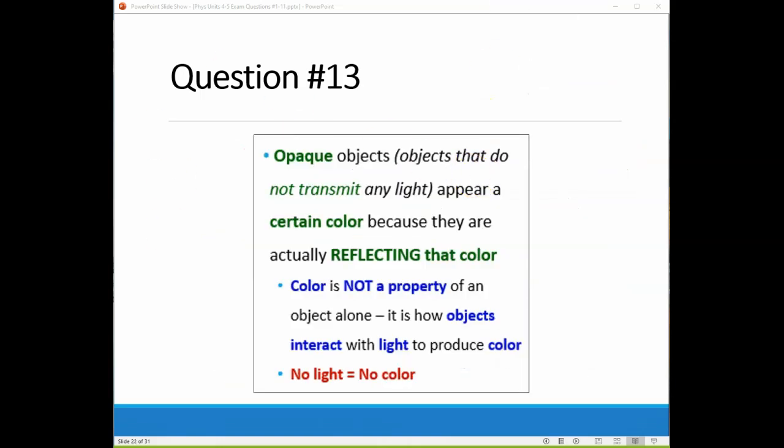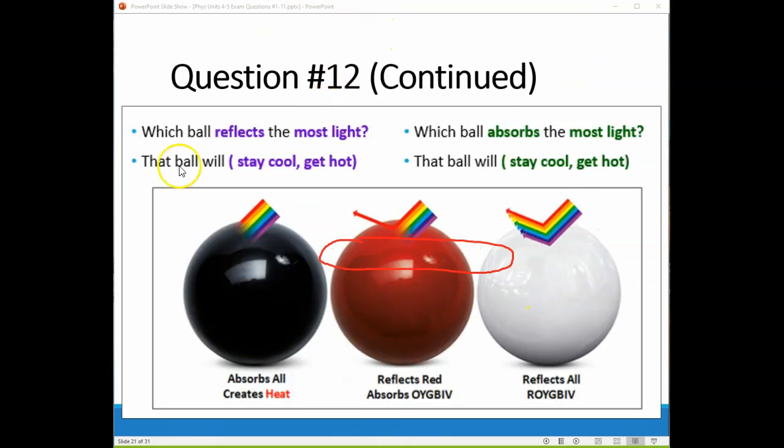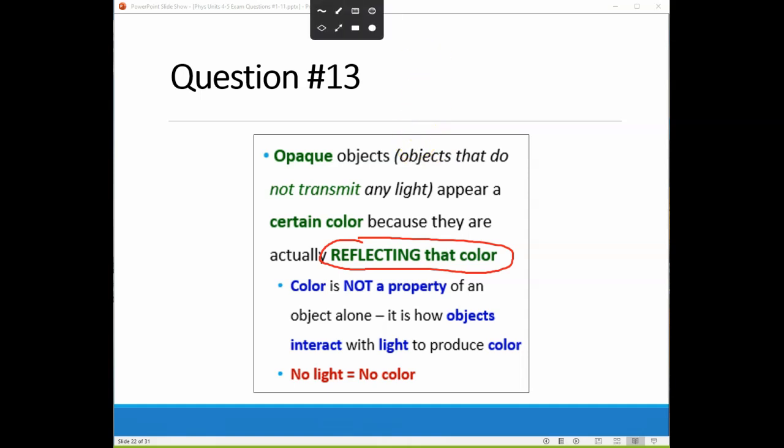All right, so let's go ahead and take a look at question number 13, opaque objects. The reason that they appear a color is because they are actually reflecting that color. So remember, the reason objects appear the way that they do, the color that they do, is because that color is being reflected. So if we're taking a look just like on the previous slides where we saw light rays coming in, then we know that whatever color gets reflected is the color the object appears. Whatever color light ray gets reflected is the color that you see. All right, so that should help you with question number 13. Pause the video and then continue playing when you're ready.